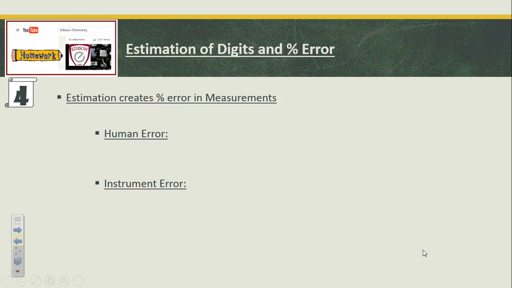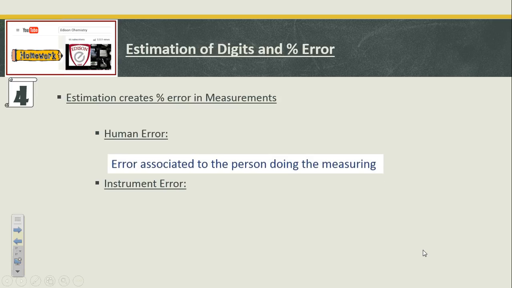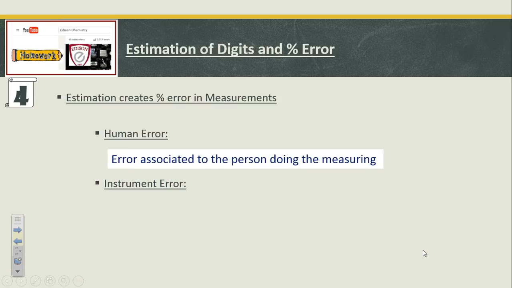Estimation. Whenever you estimate the last digit in a measurement, it creates error. That's human error or systematic error, and it's fine. You just have to call it out. You might be slightly wrong in chemistry class, but as long as you're only slightly wrong, you're still right, if that makes any sense. Every measurement has error, and in chemistry class, we just call it out.